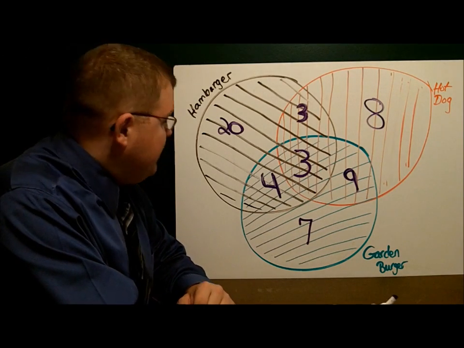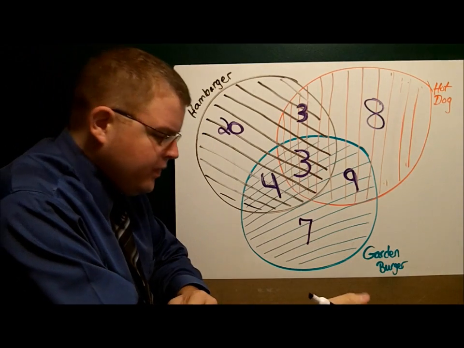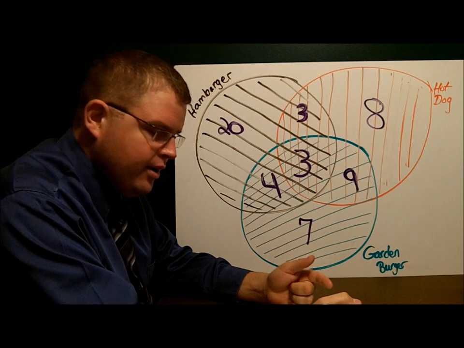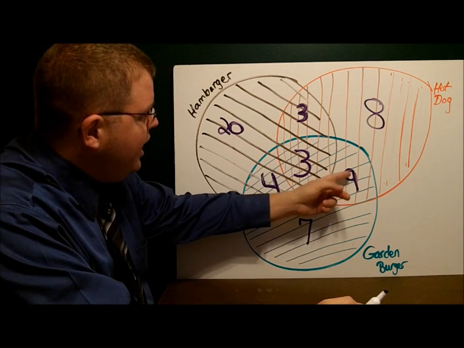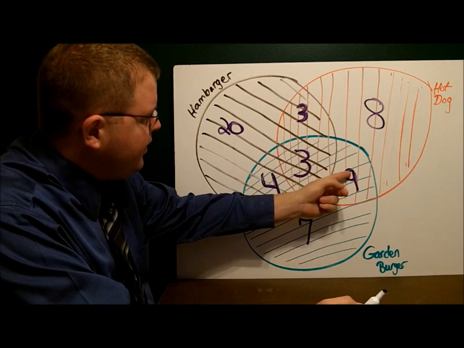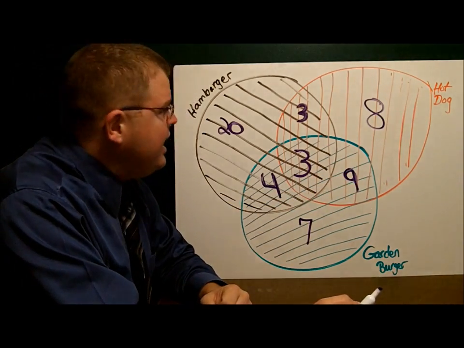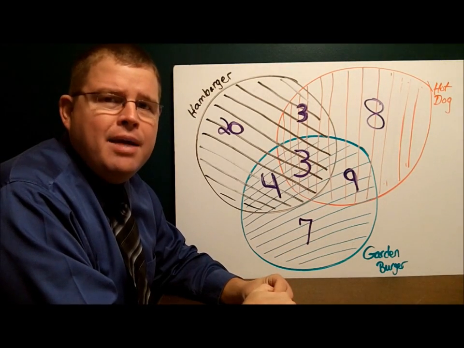Now, that's part A. Question A says how many people had only a hamburger? 20. Part B says how many people had a hot dog and a garden burger, but not a hamburger? Well, that's this section here. Hot dog, garden burger, but there's no brown circle, so they didn't have any hamburgers. And this is a Venn diagram filled out to reflect what people ate at that party.